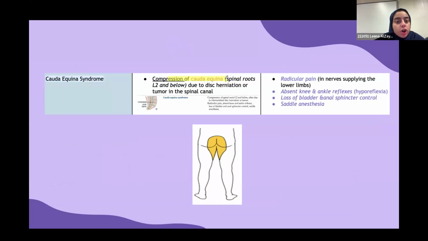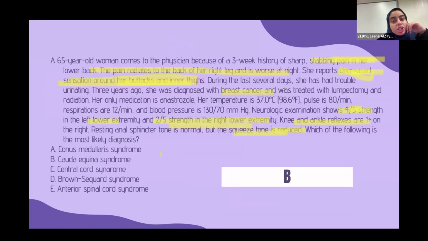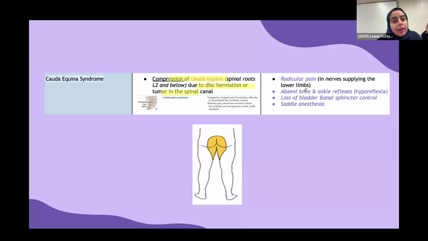Do you guys remember what the cauda equina is? It's the horse-tail-like projections of the nerves after the spinal cord ends. So when you put pressure on it, you cause compression of the cauda equina due to a disc herniation or tumor. And they gave you a history that she has breast cancer, so there's a high likelihood that she has a recurrence of the cancer. So that's why it's either disc herniation or the tumor.